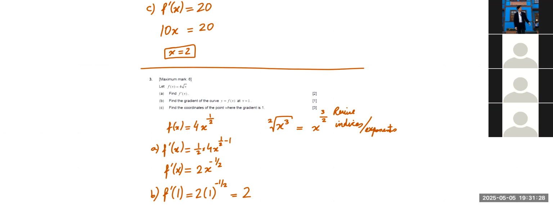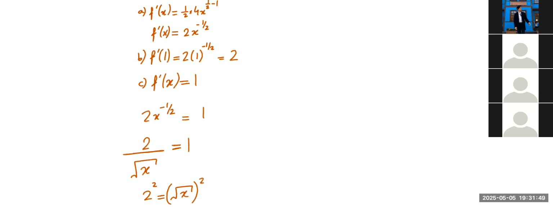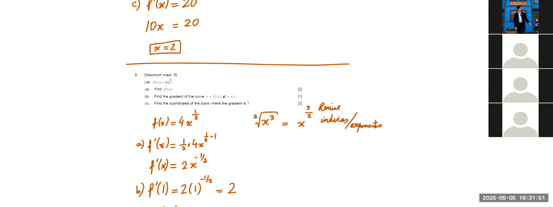Why can I not plug in the x value into the derivative to get the y value? Anybody? Is it because y is f of x? Exactly. y is not coming from the derivative. y is coming from the function itself. The derivative only gives us slopes. If I want the y value, I gotta plug this x value into the function, the main function.